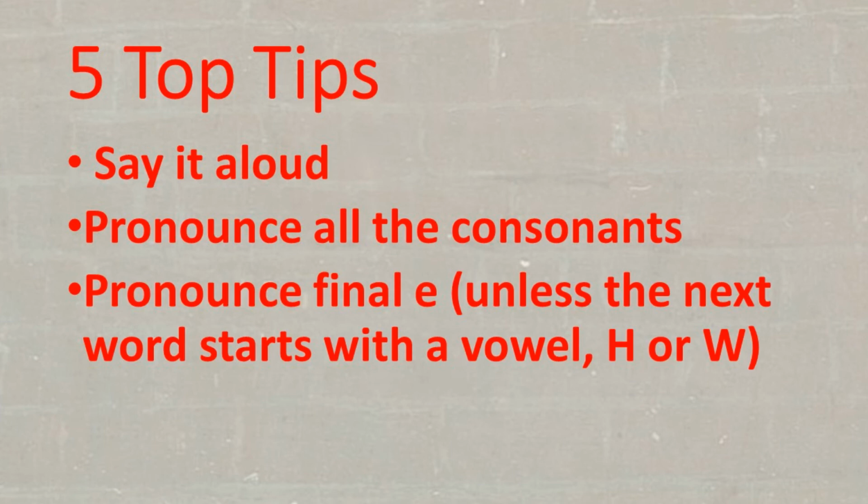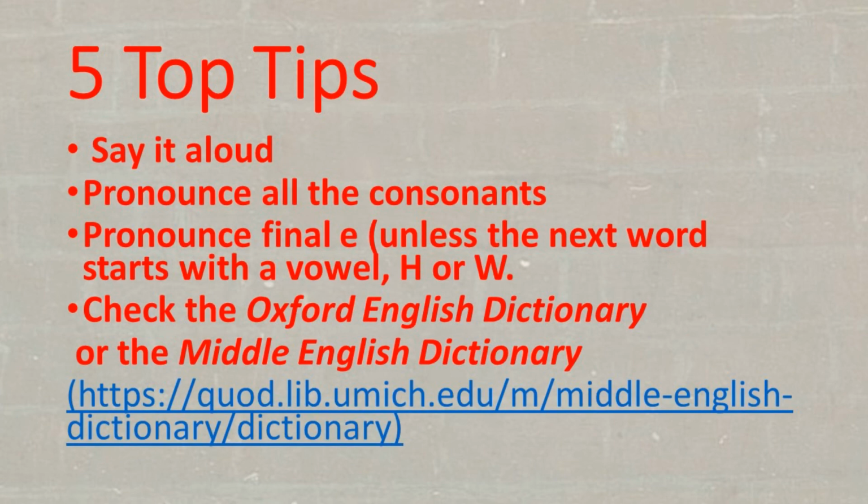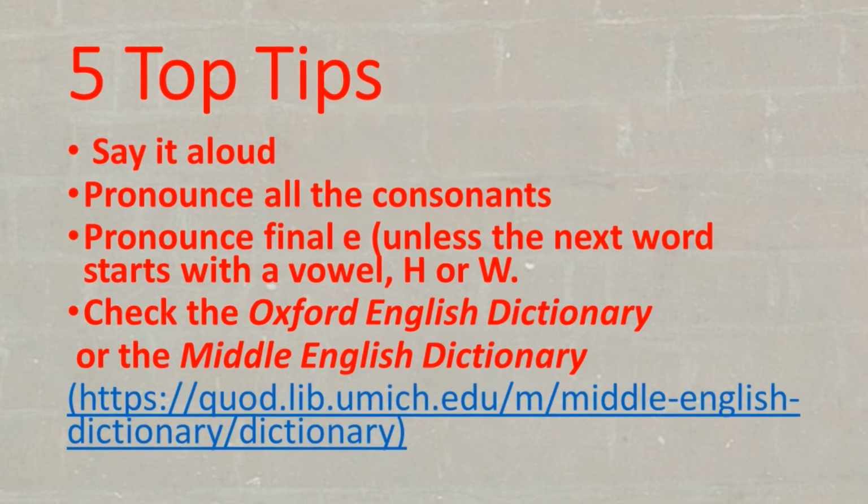Try to assume that the final E is pronounced, unless the word that follows it begins with a vowel or H or W. Check the Oxford English Dictionary. It includes the most common Middle English spellings of many words in the etymology section of each entry. If that doesn't work, try the Middle English Dictionary, which you have access to online.